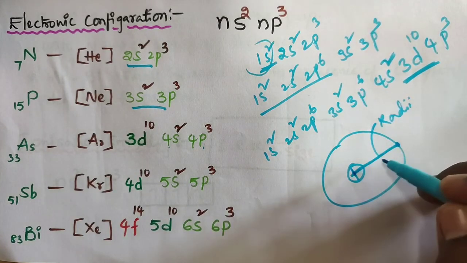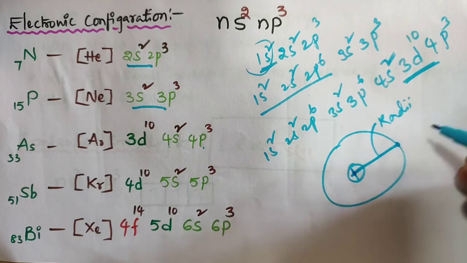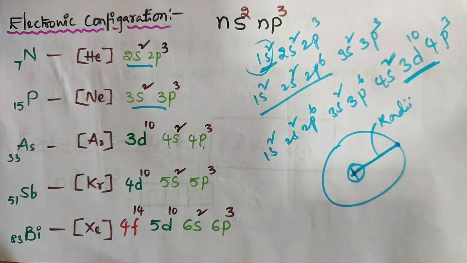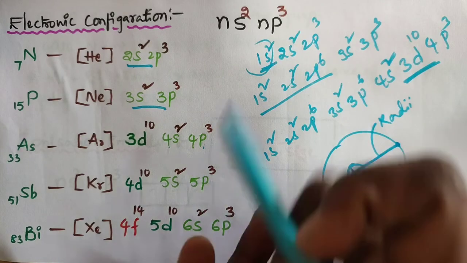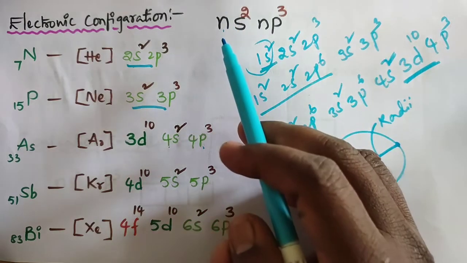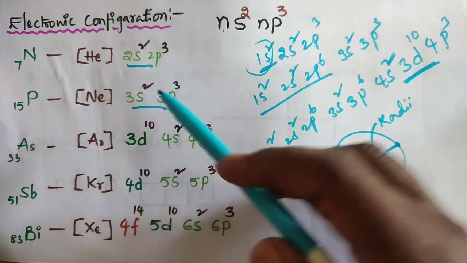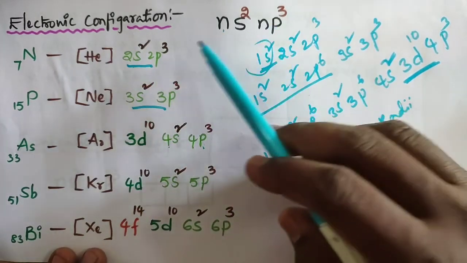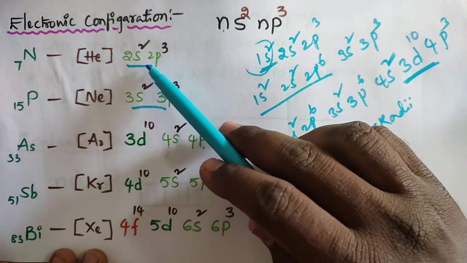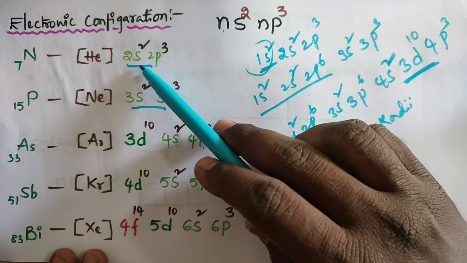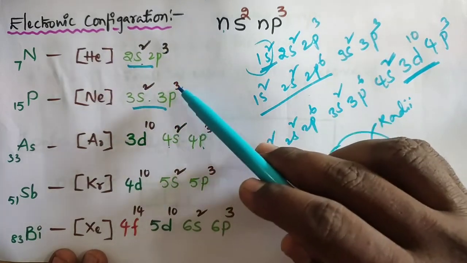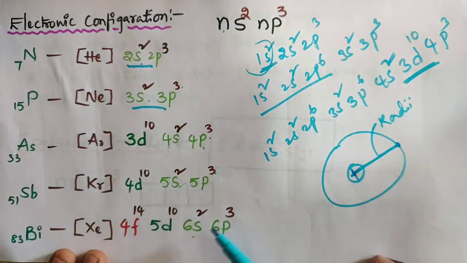For the atomic one, atomic radii. For the ionic one, ionic radii. What is the general electron configuration of 15th group elements? ns2 np3. What is the meaning of n? Principal quantum number. Why did we write ns2 np3? All the elements contain these orbitals in the outermost shell: s2, p3.